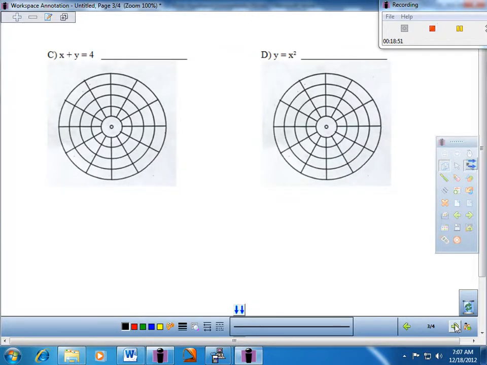Alrighty. So everyone, let's go ahead and just take a peek at this. Let's change gears a little. Let's do the conversion first, and then use the graphing calculator, kind of work it out that way. So anyway, x plus y equals 4.